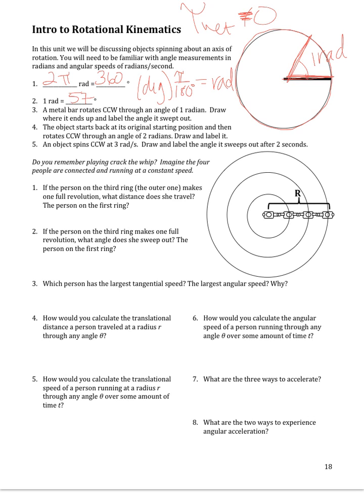So let's assume a metal bar, this black bar we were looking at, rotates counterclockwise through an angle of 1 radian. Draw where it ends up and label the angle it swept out. That's what I just did. So this bar starts here, swings up to here. That would be it rotating through 1 radian.